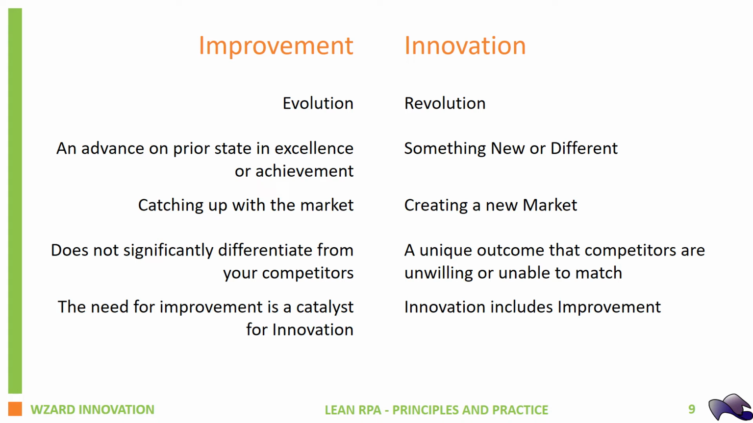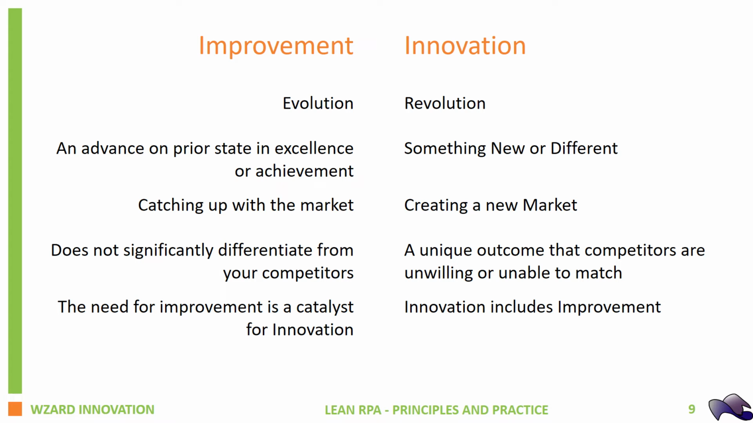That is revolution, not a simple evolution. Another way to describe improvement is an advance on a prior state in excellence or achievement. This is a definition we often use when trying to help people understand how to implement continuous improvement. So it's something you know about already, and you're now taking the next step forward in improving and striving for that perfection. However, innovation is quite often something completely new or completely different.